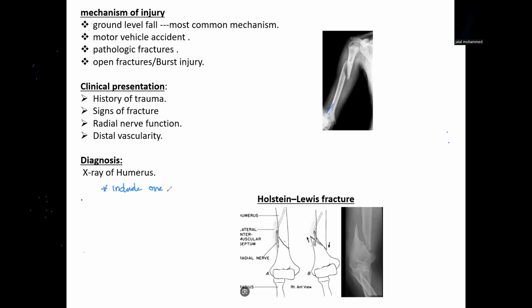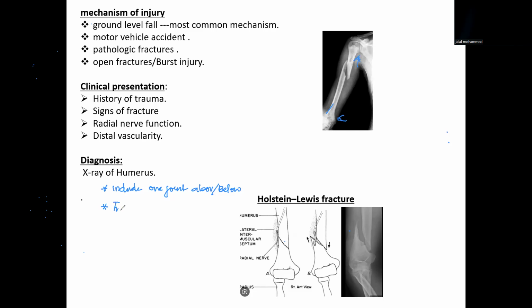Include one joint above and below the fracture to know the fracture pattern, because there is an association of dislocation of the joints also. That's the reason we need to do it. Always include a joint above and a joint below when you are deciding the treatment. So don't accept an X-ray film without the joint above and below. Here, you can see the elbow joint here and the humeroglenoid joint, or shoulder joint, here. So always you need to have a joint above and below.